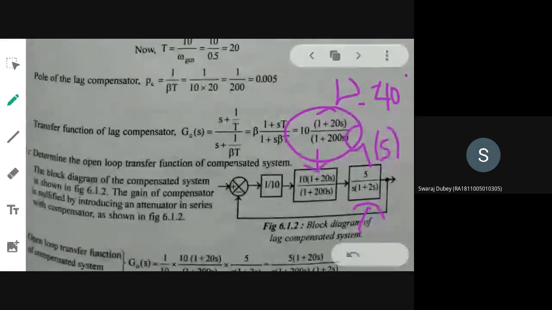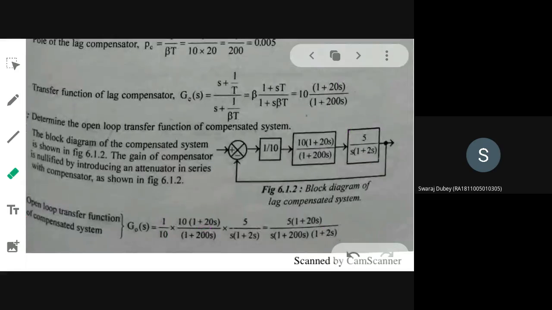But I don't want the gain. Okay, 10 is my beta value. That gain I have to attenuate. So in order to attenuate that, I have added on 1 by beta. If I add that, this 10 and 10 will get cancelled. Then I have to determine OLTF. OLTF, remember, not closed loop. So what is my OLTF? All the blocks are connected in what manner? Series. So I have to just multiply these two, and I will be getting my OLTF.